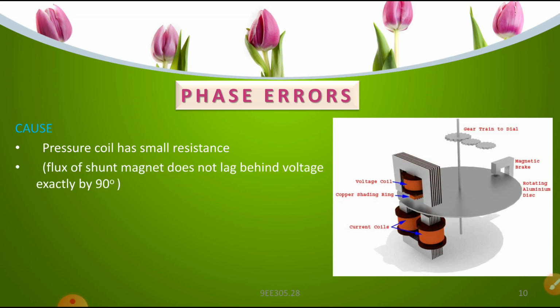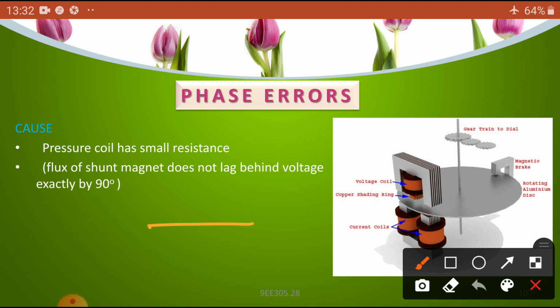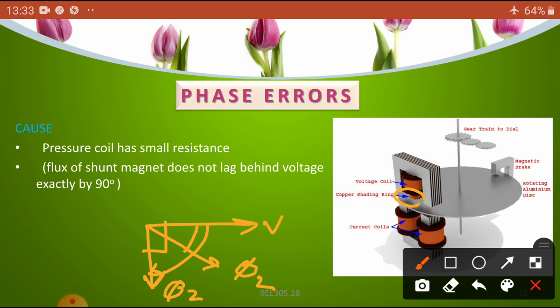So due to this, the flux of the shunt magnet does not lag behind the voltage by exactly 90 degrees. For example, take the voltage, and the flux phi 2 may be this much, but actually for displacement purposes phi 2 should be this. I can make this from that by using the shading ring. I place the shading ring here. It can be adjusted by moving the shading ring up and down. I can adjust phi 2 and V to be 90 degrees to each other. That is the phase error.